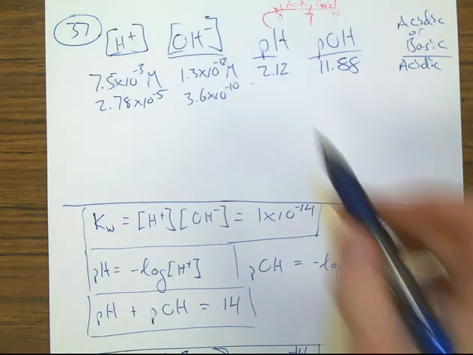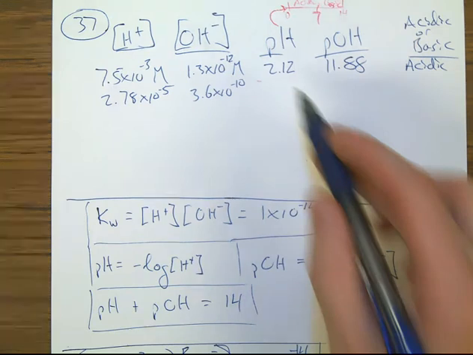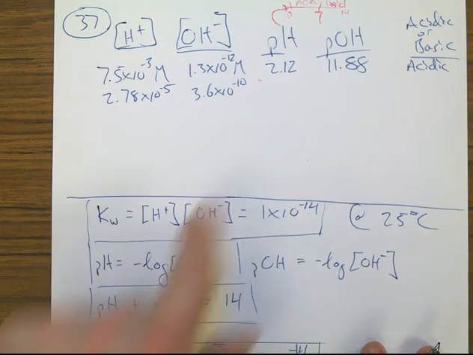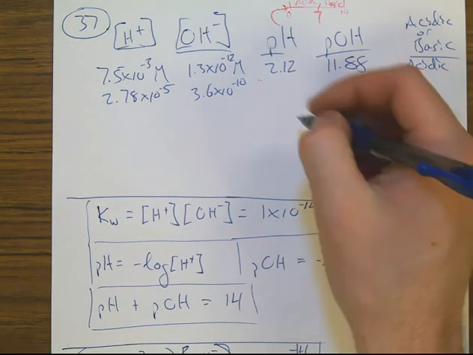Now to find the pH, you just do it the same way you did before. You take the hydrogen ion concentration, take the negative log of it, and then your pH is going to be the negative log of that hydrogen ion concentration.